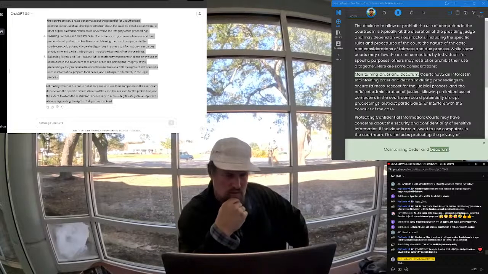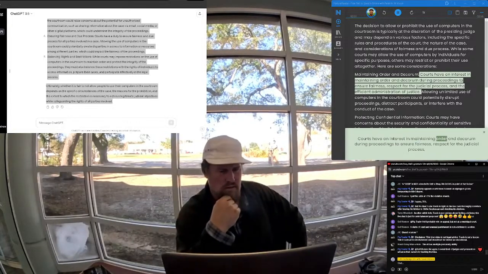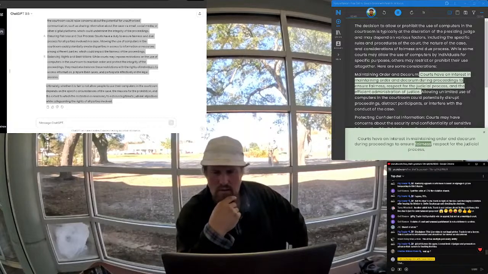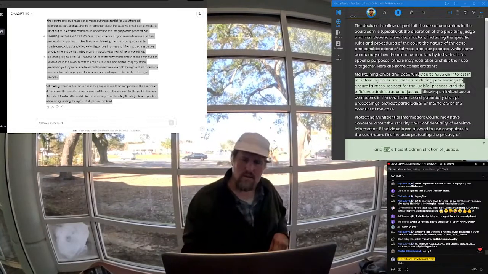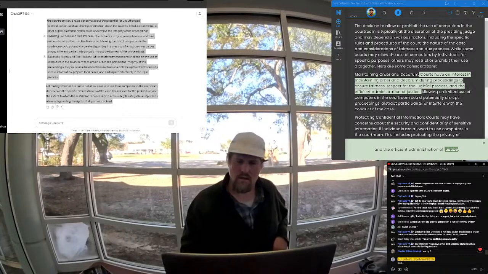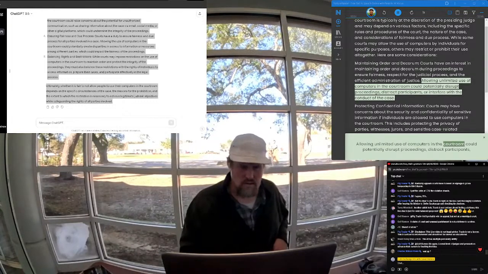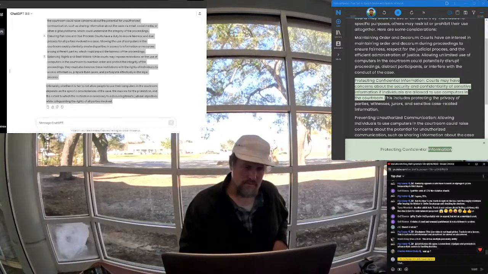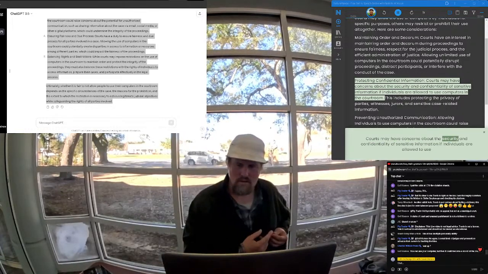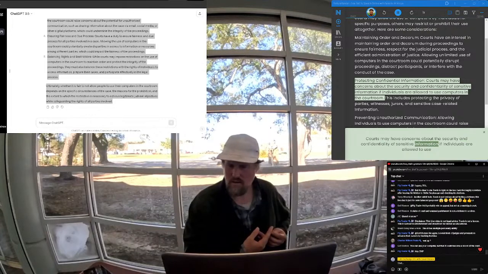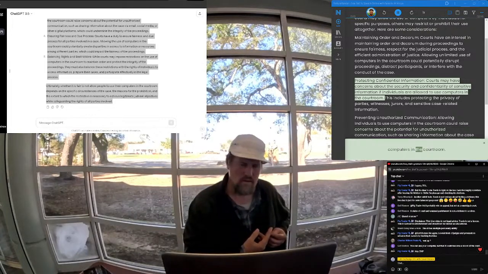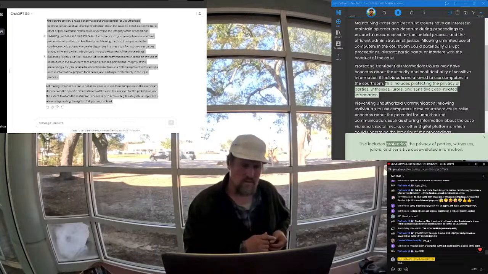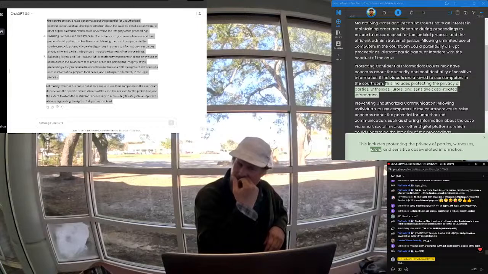Maintaining order and decorum. Courts have an interest in maintaining order and decorum during proceedings to ensure fairness, respect for the judicial process, and the efficient administration of justice. Allowing unlimited use of computers in the courtroom could potentially disrupt proceedings, distract participants, or interfere with the conduct of the case. Protecting confidential information. Courts may have concerns about the security and confidentiality of sensitive information if individuals are allowed to use computers in the courtroom. This includes protecting the privacy of parties, witnesses, jurors, and sensitive case-related information.